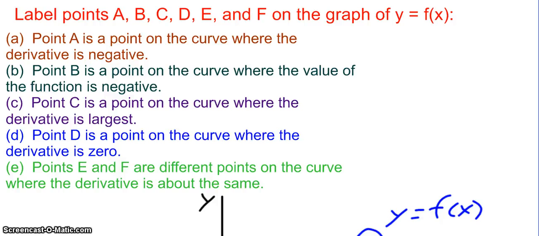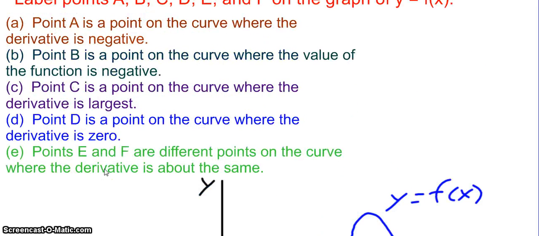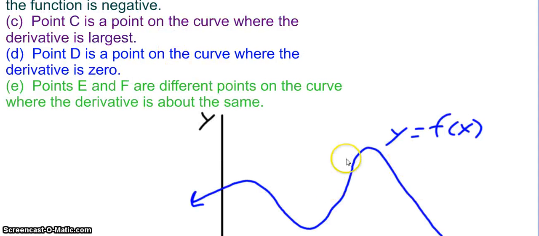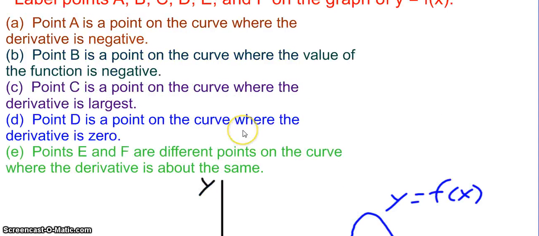Alright, I want you to label points A, B, C, D, E, and F on the graph below where you think the following things are true. This is an approximation. There are many correct answers to some of these, but I want you to think about this. So, for instance, point A is a point on the curve where the derivative is negative. So this is the function. Where is the derivative negative?